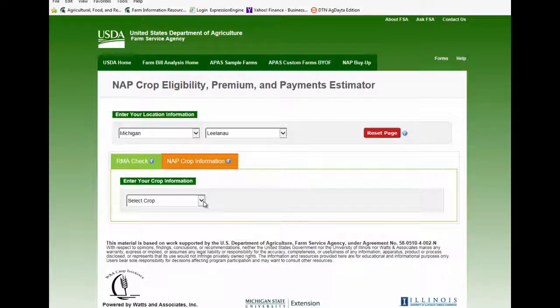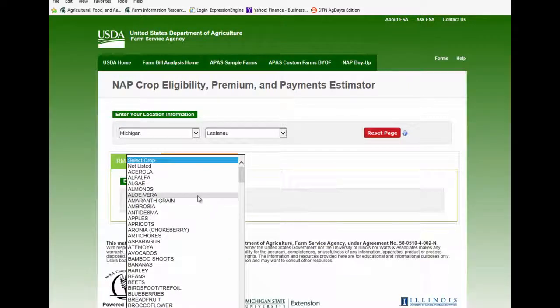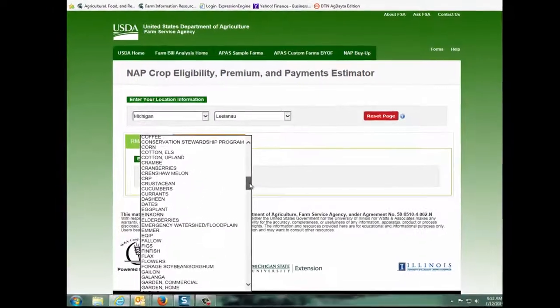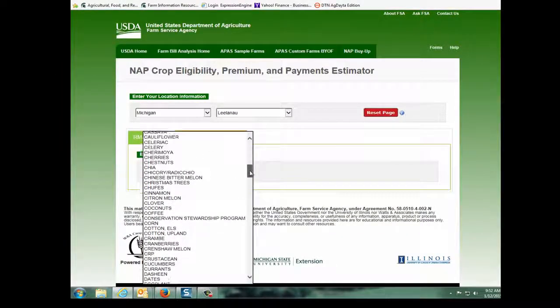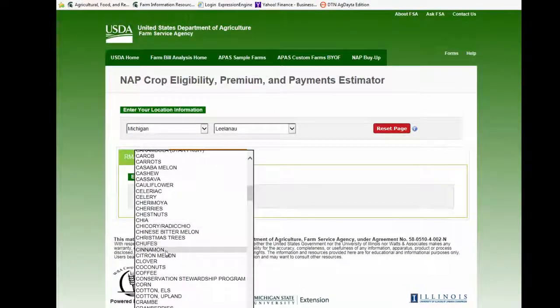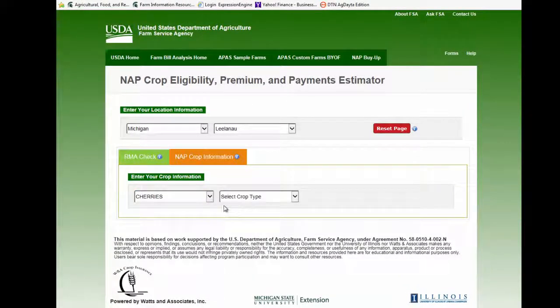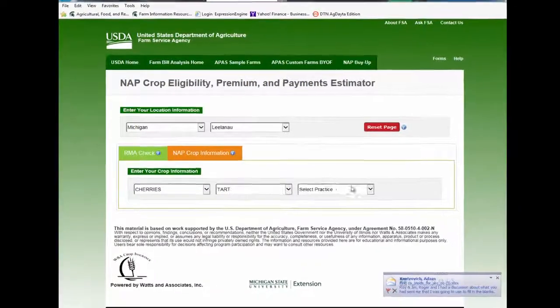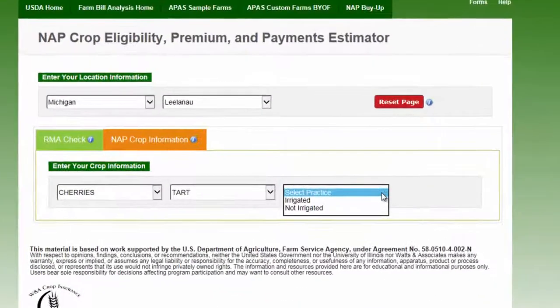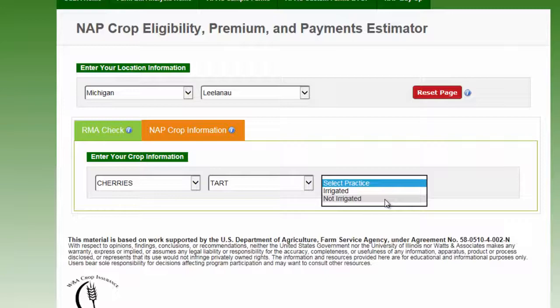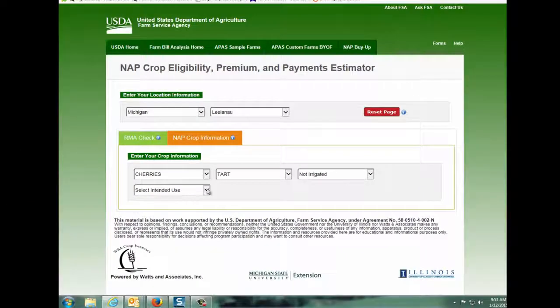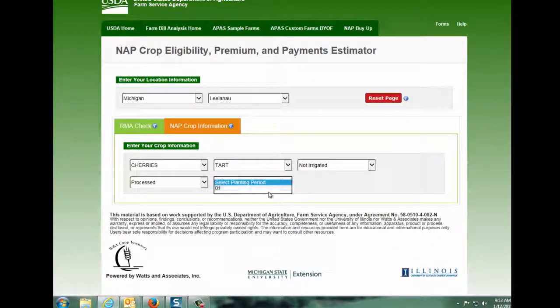And at this point, we need to enter the crop you're interested in. So you have a long list of potential crops here. So we'll go down and click on cherries right there. Then you have to know the type of cherries. Let's use tart cherries versus sweet cherries. Then we need to select a practice, and the two choices are irrigated and non-irrigated. We'll use non-irrigated. The intended use can be fresh or processed. For our example, we'll use processed. And then you have to select the planting period. In this case, there's only one, but it is necessary to click it in order to move along in the program.